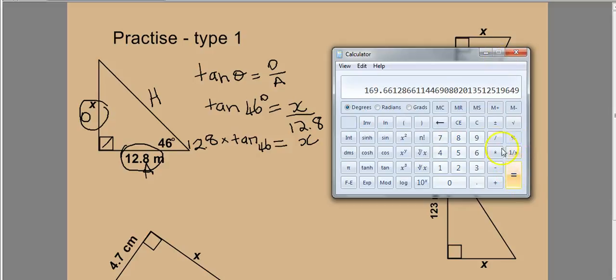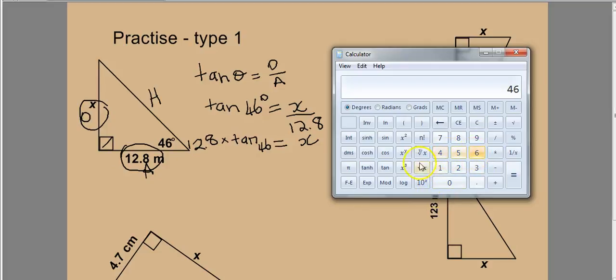And press equals, and we get, that is wrong. I'm going to have to do that again. Give me a second. I know it's wrong. 169. Let's have a little think about that. Imagine if that side was 169. There's no way, Jose, that that's right.